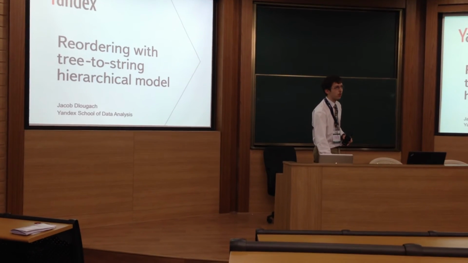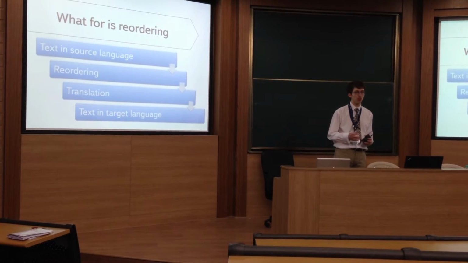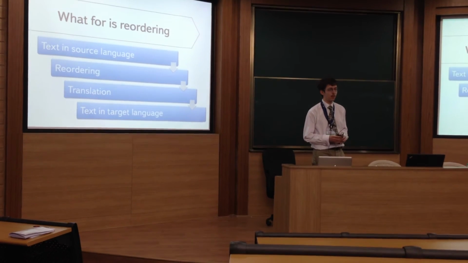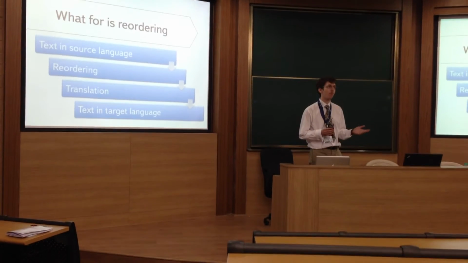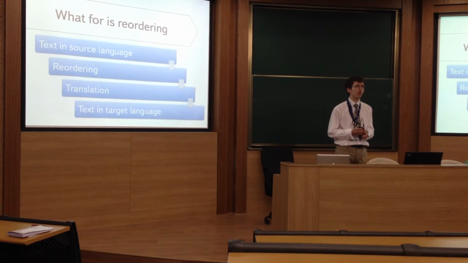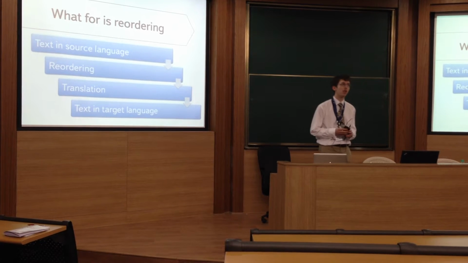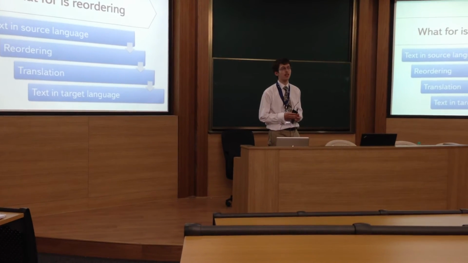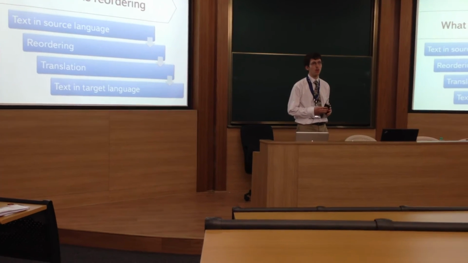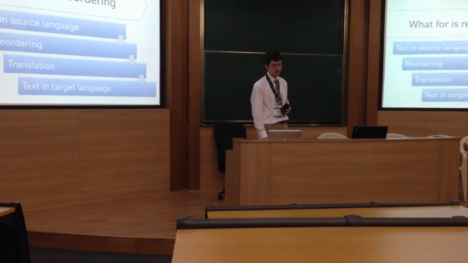So first of all, there's a little bit of introduction. So, what do we use reordering for? Reordering can be used as a step in the machine translation pipeline, and it is normally used before the translation step itself. In case you use a phrase-based model, it doesn't account for long-range reordering, so we help phrase-based models with a reordering step.